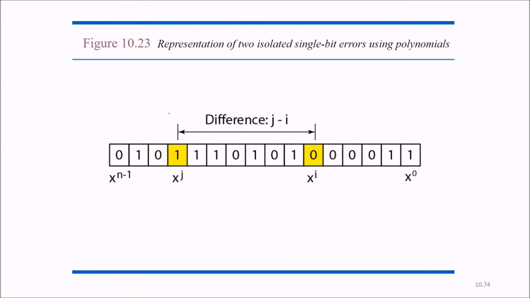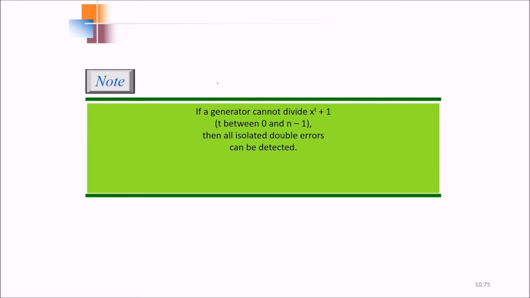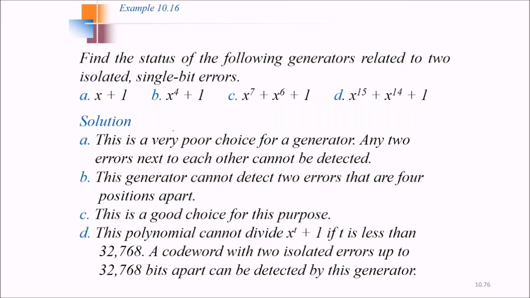This is the representation of two isolated single bit errors using the polynomial. If a generator cannot divide x to the power t plus 1, where t lies between 0 and n minus 1, then all isolated double errors can be detected. Let us find the status of the following generators related to two isolated single bit errors. x plus 1 is a poor choice of generator because any two errors next to each other cannot be detected.